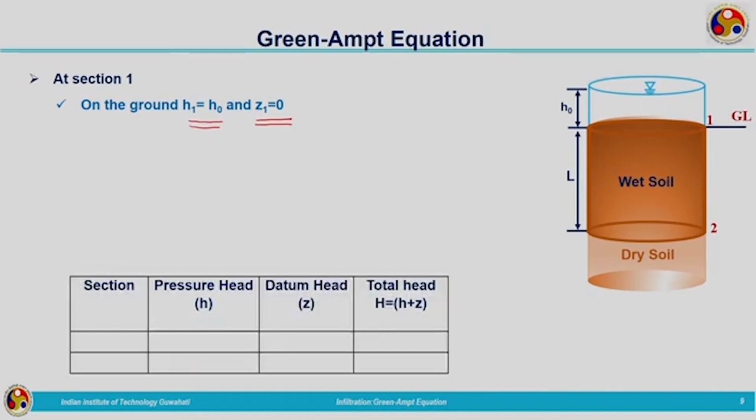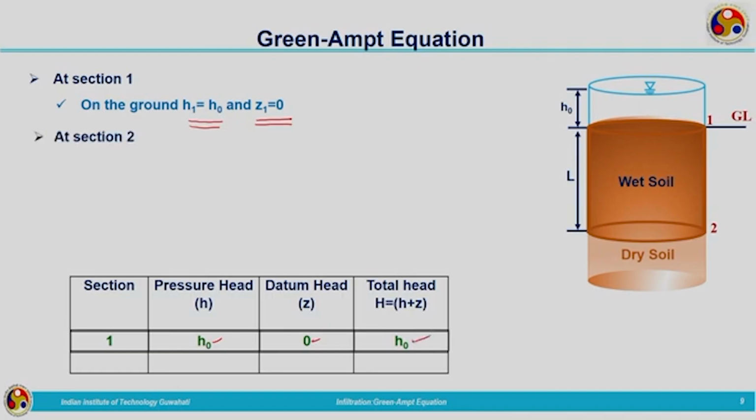This should be carefully understood. The datum is considered at ground level, and if the datum is ground level at section 1, then the datum head Z1 will be equal to 0. Corresponding to the head H1, the head which is causing the flow of fluid is in the positive upward direction, so it can be written as positive H naught. We can tabulate that. At section 1, the pressure head is H naught, the datum head is Z equal to 0, and the total head is H naught.